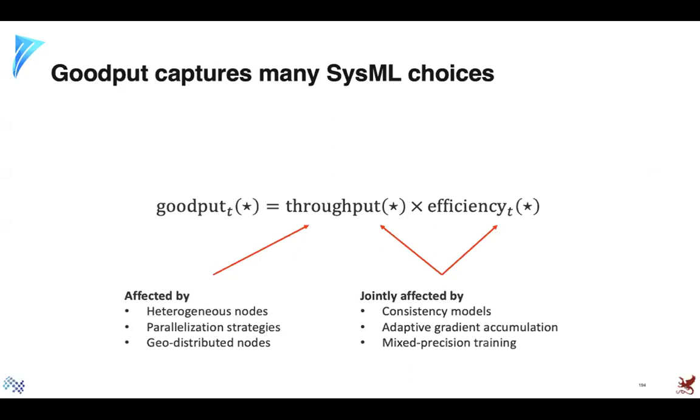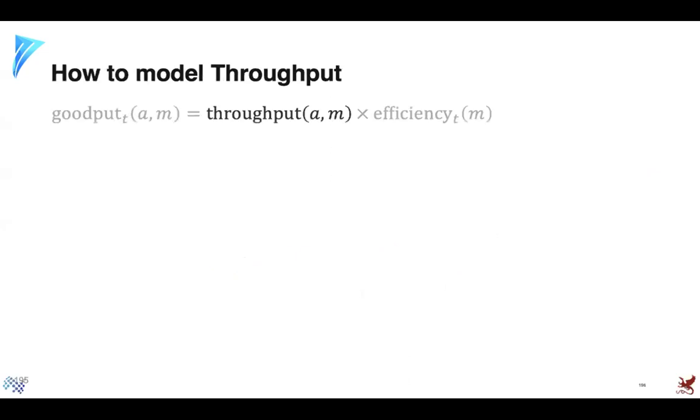For example, the throughput might capture decisions made around heterogeneity, parallelization strategies, the communication topology and the hardware performance. Whereas both throughput and efficiency might be jointly affected by choices like the consistency model, using gradient accumulation or mixed precision training. So the goodput can actually be modeled and predicted during training by modeling the throughput and efficiency separately.